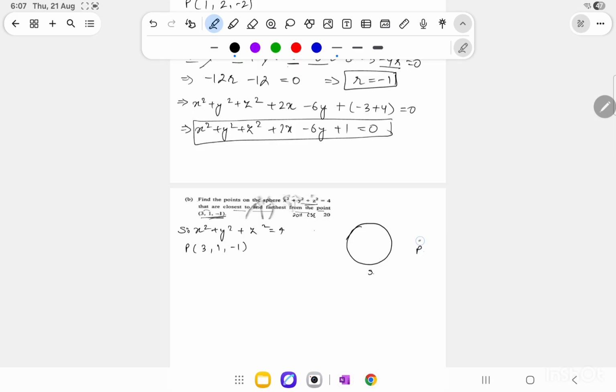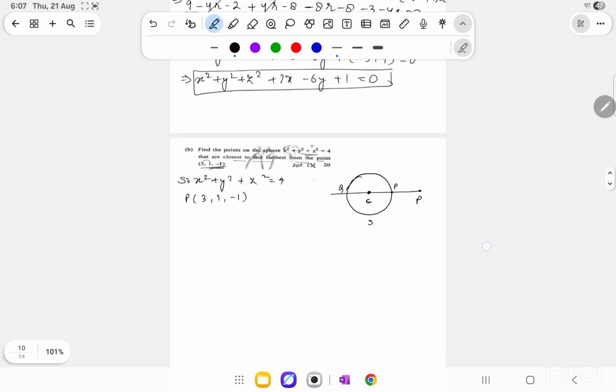So if any line from point P is drawn towards sphere S, let's say this be the line, it will cut sphere S at 2 points, let's say P and Q. So P will be the nearest point where it will touch sphere S1, and Q will basically be the farthest point where it touches sphere S2. Also this line passes via the center of sphere S.